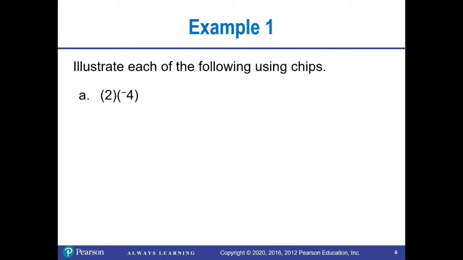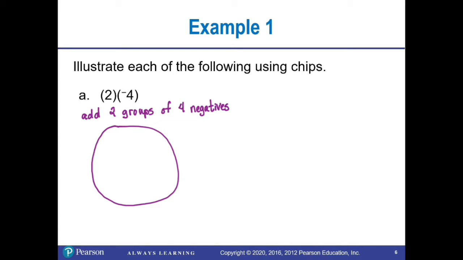Let's suppose that we want to illustrate each of the following using chips. So here we have 2 times negative 4. Well, the positive 2 tells us we're going to add, and we're adding 2 groups. The negative 4 tells us how many are in each group and what's in each group. So 4 negatives in each group. So I draw my set. And I'm going to add 2 groups of 4 negatives to that set. So here's one group of 4 negatives, and here's a second group of 4 negatives. There's a total of 8 negatives, and so my answer here would be negative 8.